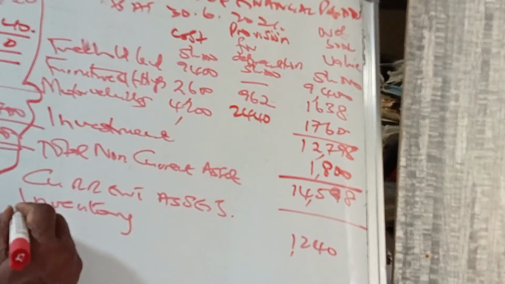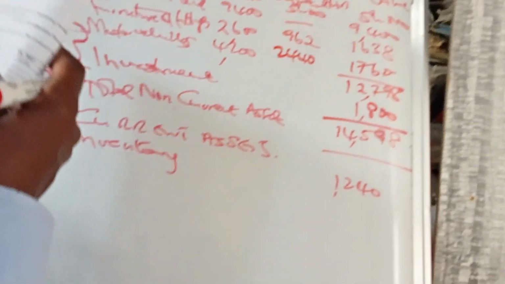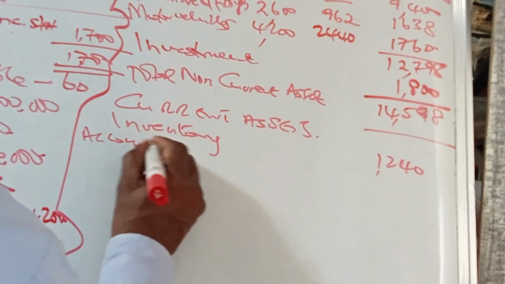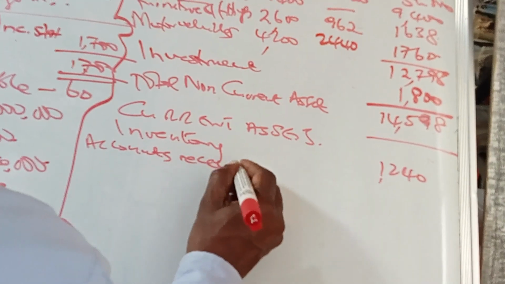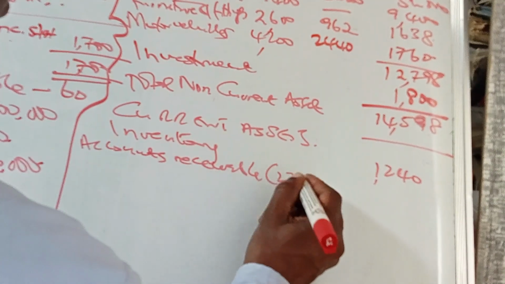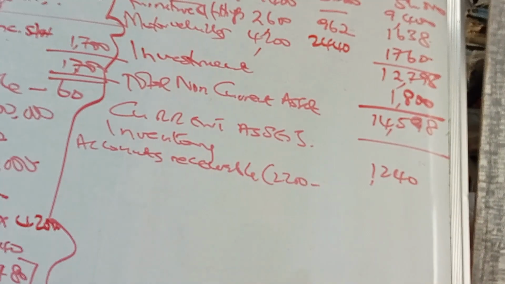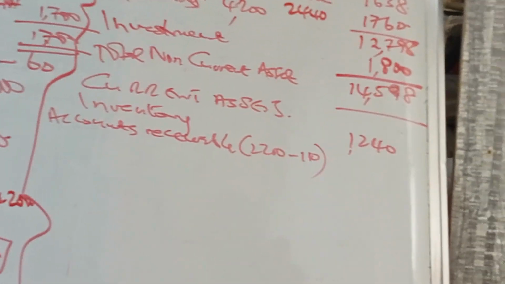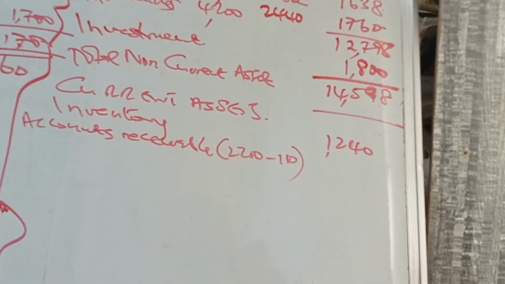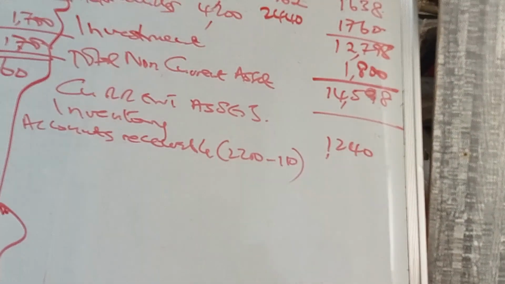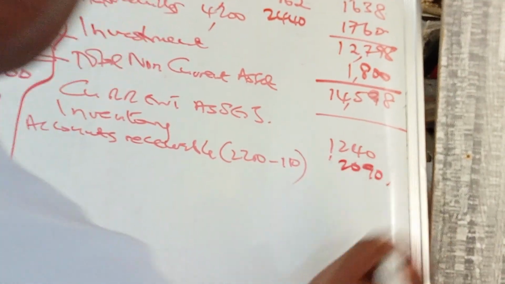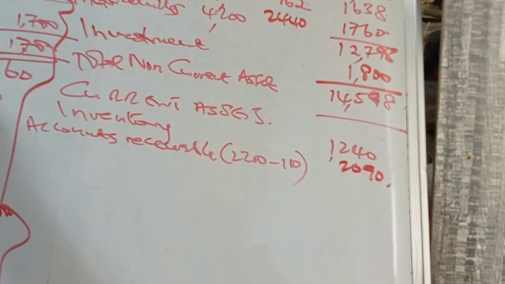Then we say accounts receivable, debtors. From the trial balance, it is 2,200. But we know we have a provision for doubtful debts amounting to 110. So you subtract 110. 2,200 minus 110, we get a figure of 2,090.